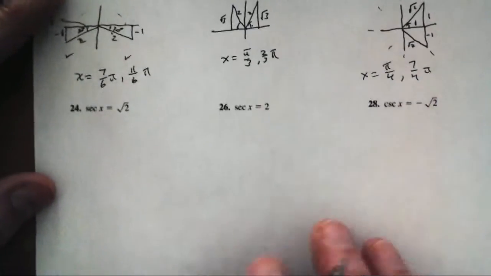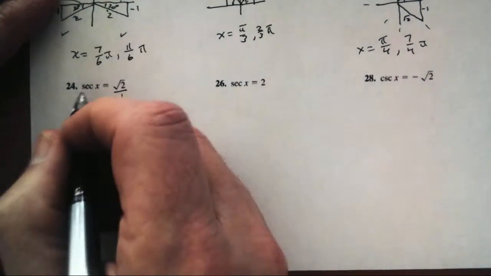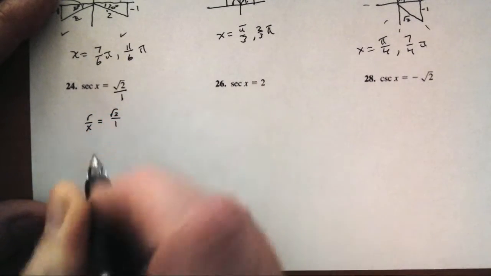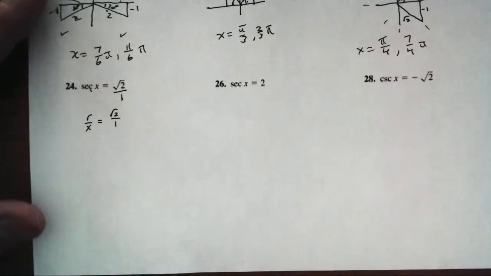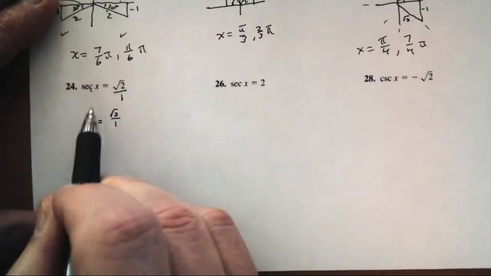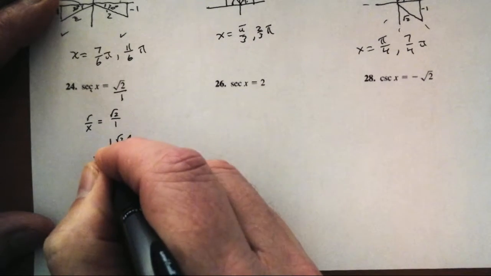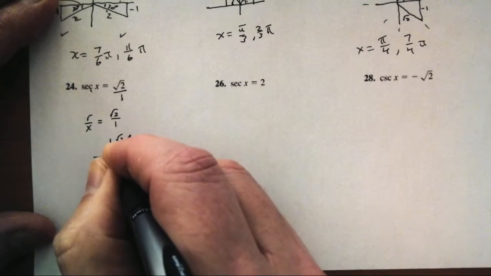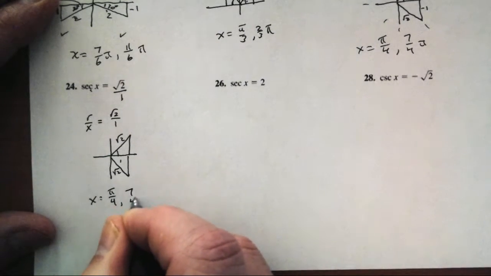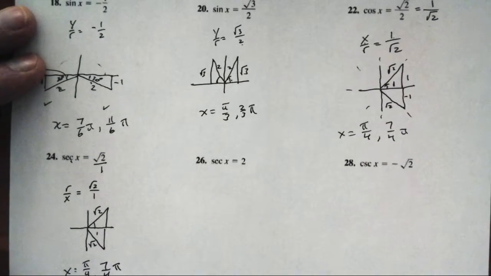Okay, let's continue. Secant is the ratio square root of 2 on 1. Secant is r on x, in ratio square root of 2 on 1. If you want to convert that to cosine of x is 1 on square root of 2, be my guest. But this again is a 45, 45 where x is positive. Should sound familiar. 45's here, or pi on 4. So once again, x is pi on 4, or 7/4 pi. That's the exact same problem as number 22.